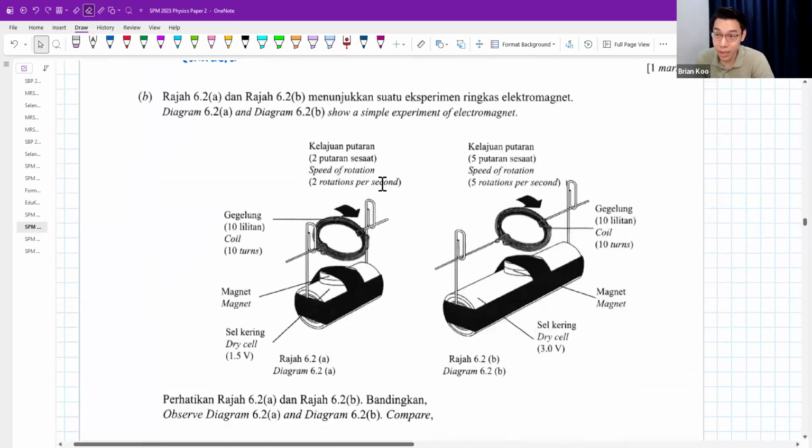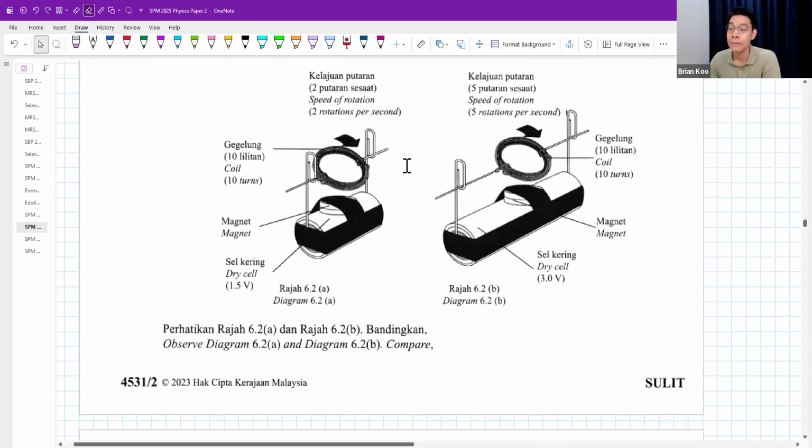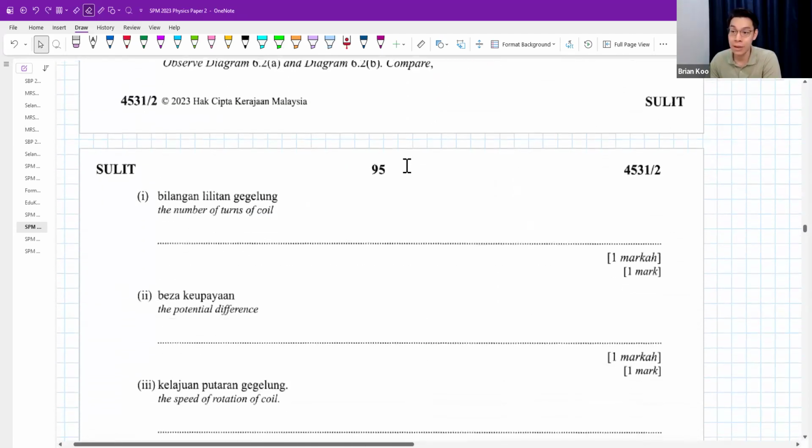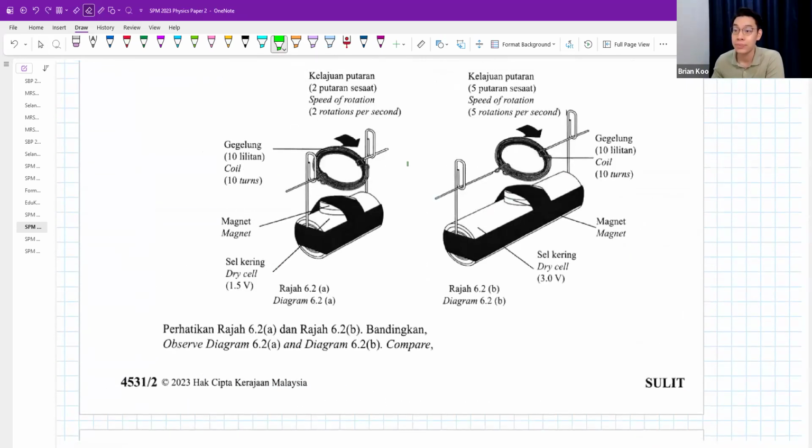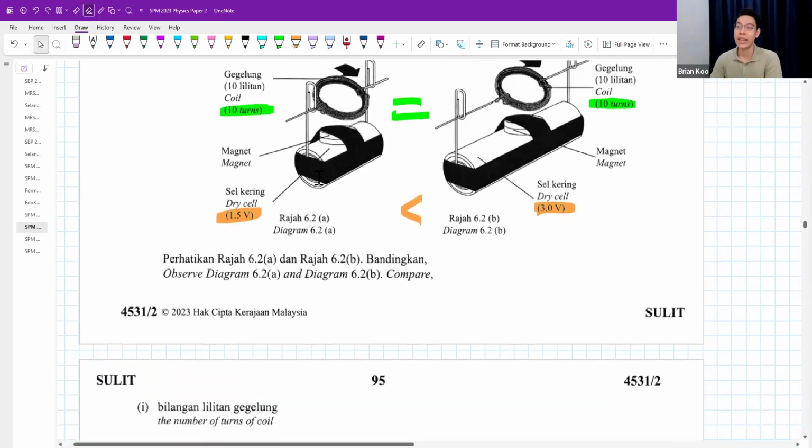Part B, diagram 6.2a and 6.2b show a simple experiment of an electromagnet. Observe and compare. They ask to compare number of turns of coil, potential difference, and speed of rotation. Number of turns of coil, 10 turns, so it's the same. Voltage, 1.5 and 3. And then rotation speed, 2 rotations per second versus 5 rotations every second. Okay, so you can answer one by one.